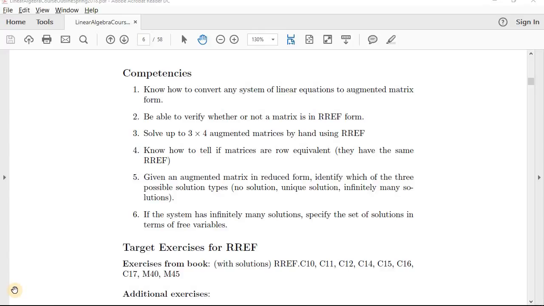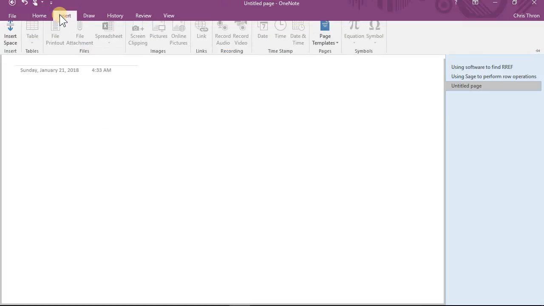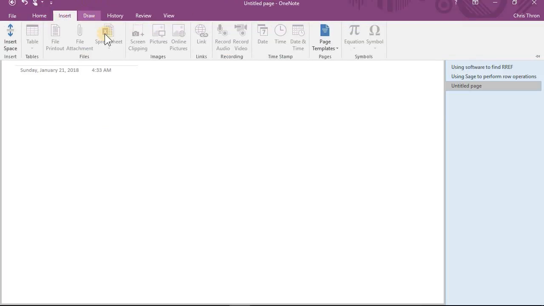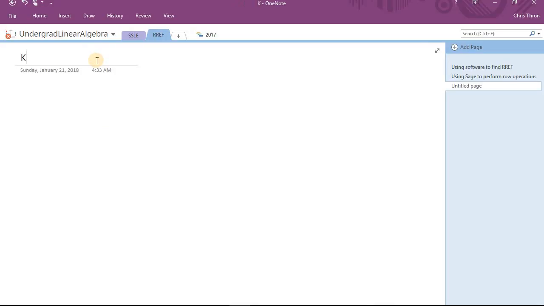Okay, I want to go through some of these competencies here. I'm going to revisit 2, and I'm going to do 5 and 6. All right, so let me go to my notebook, and I'm going to insert, whoops. Okay, so this one is going to be: identify if a matrix is in row echelon form.